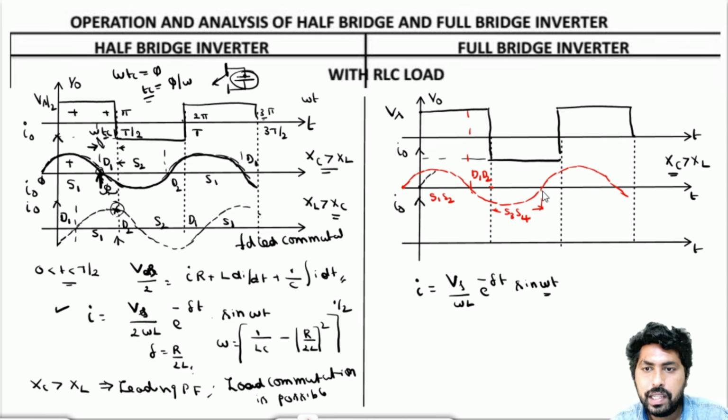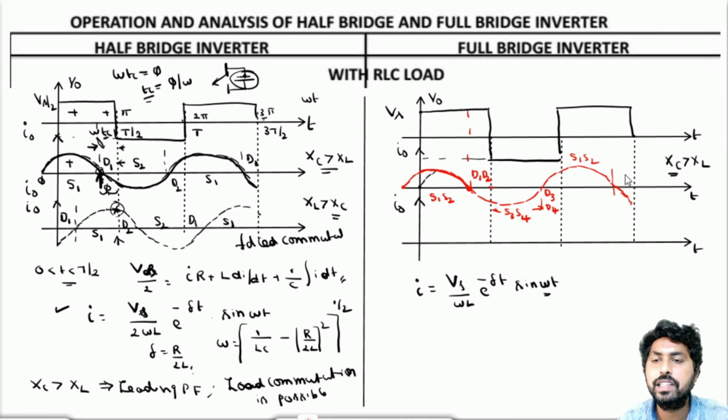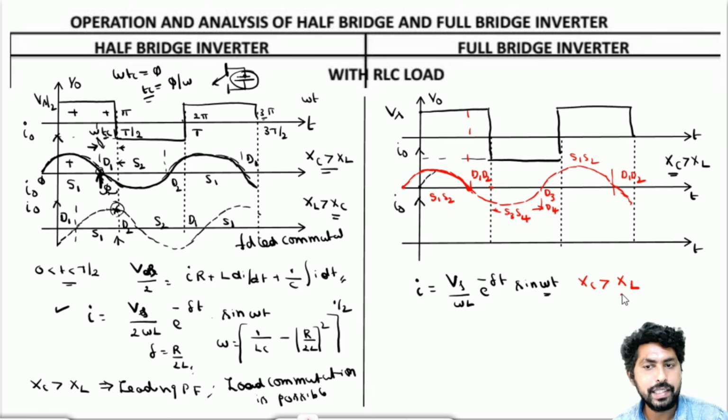So here the conducting devices are D3 and D4. Here also load commutation is possible because S1 and S2 will turn off here, when the load current naturally becomes 0 by the nature of the load components, so that it will be a load commutated inverter. Again here it will be S1, S2, and the cycle will repeat, D1 and D2. So now this is for Xc is greater than XL.